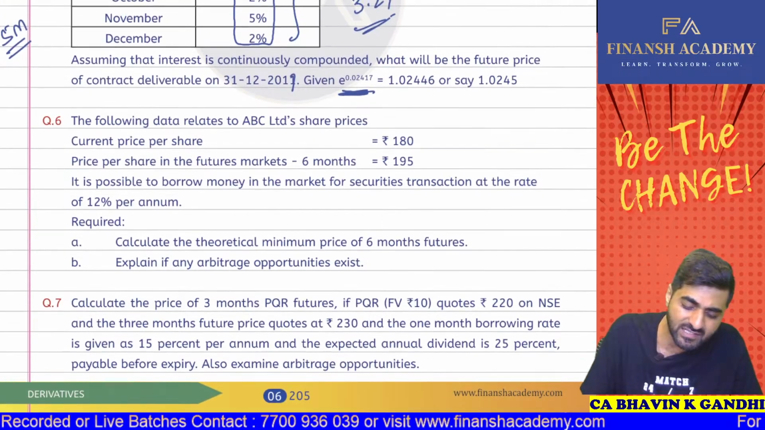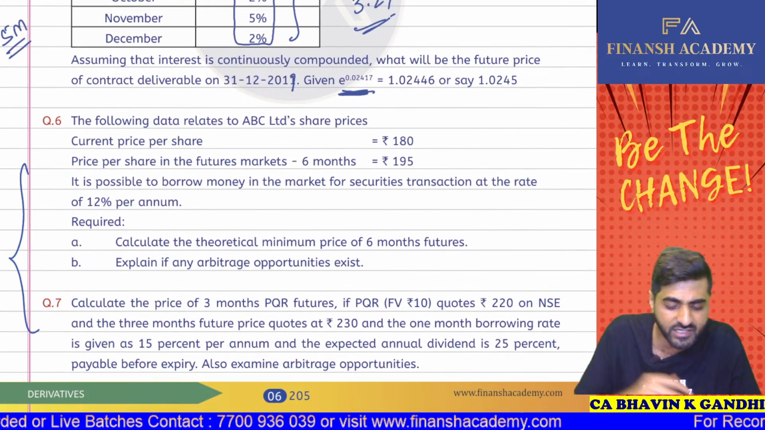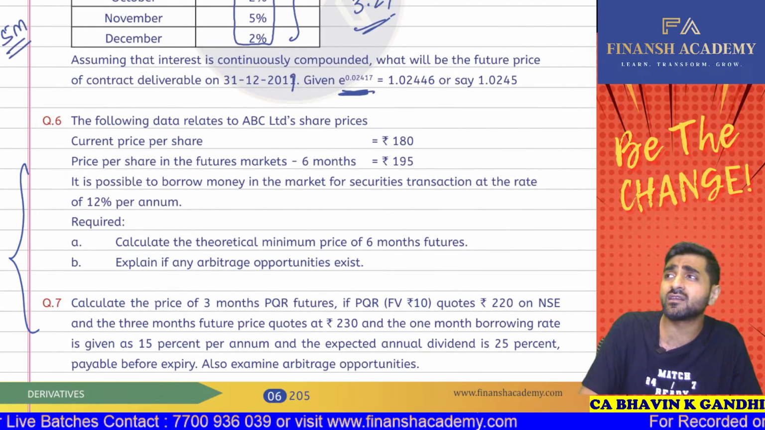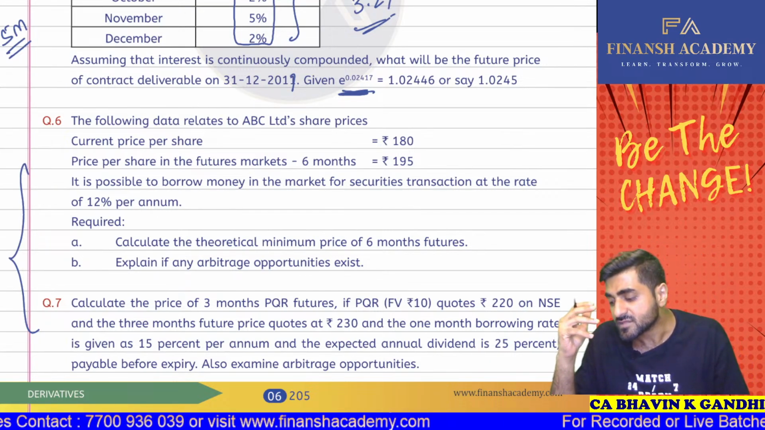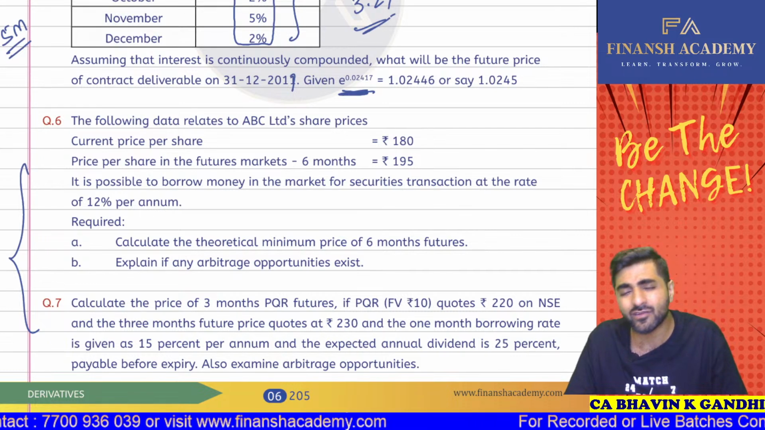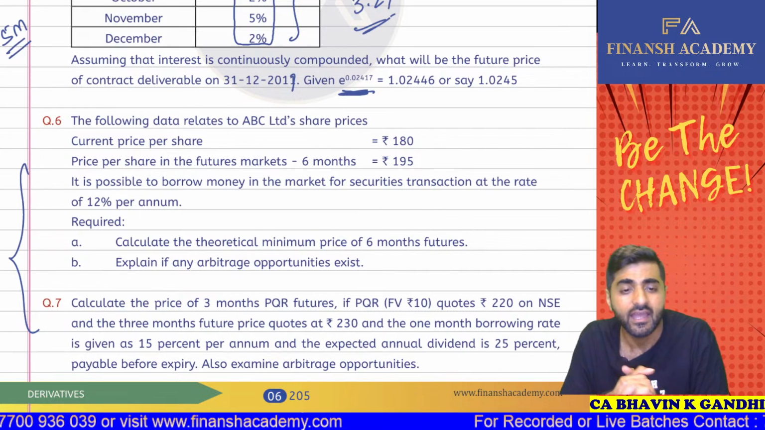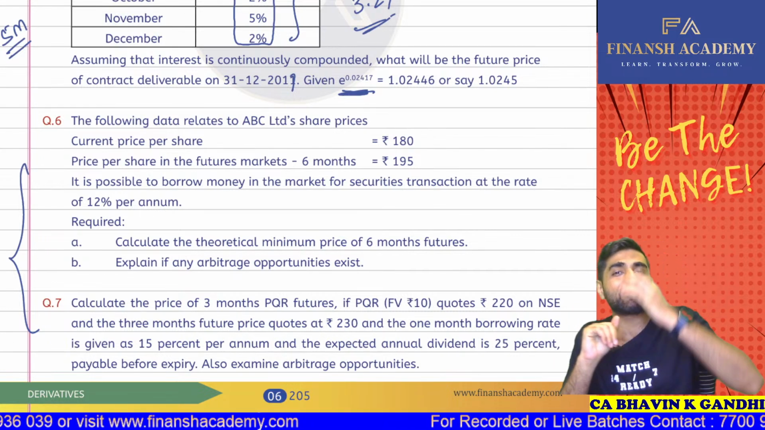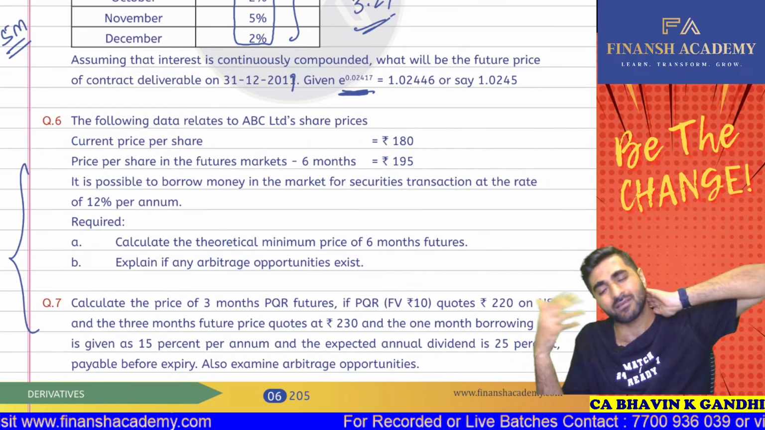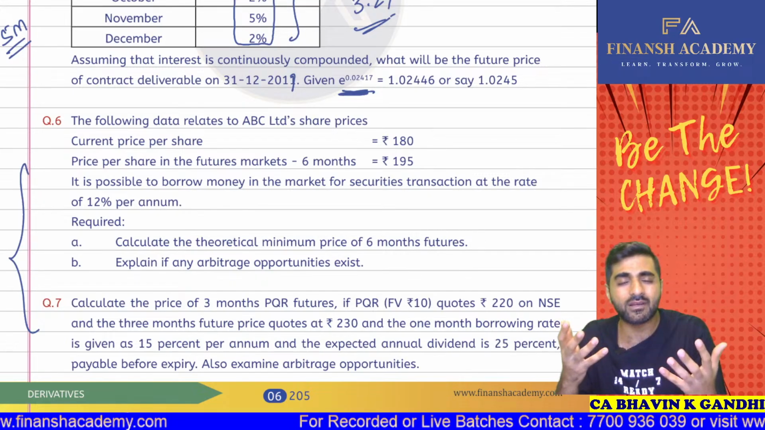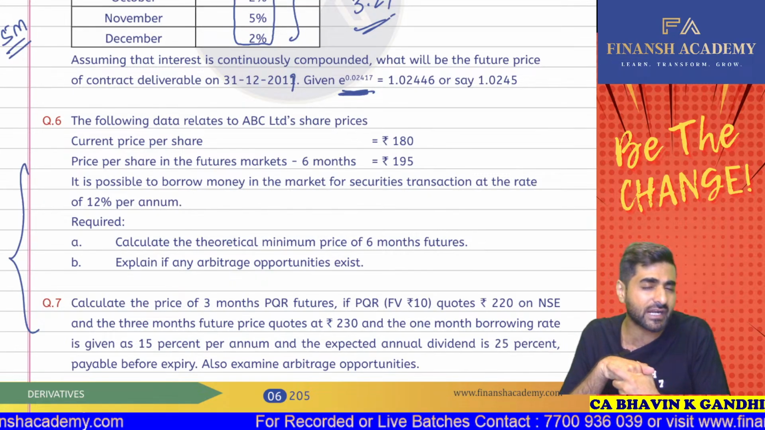Okay, so these two questions, my dear students, are on arbitrage. So let's do this: arbitrage between your futures and spot market. So basically, how do we calculate the value of a future contract? As I just told you, you can calculate the value of the contract by taking futures equal to spot into (1 plus i) raised to the power n. This is how we normally calculate the value of the future contract, right?